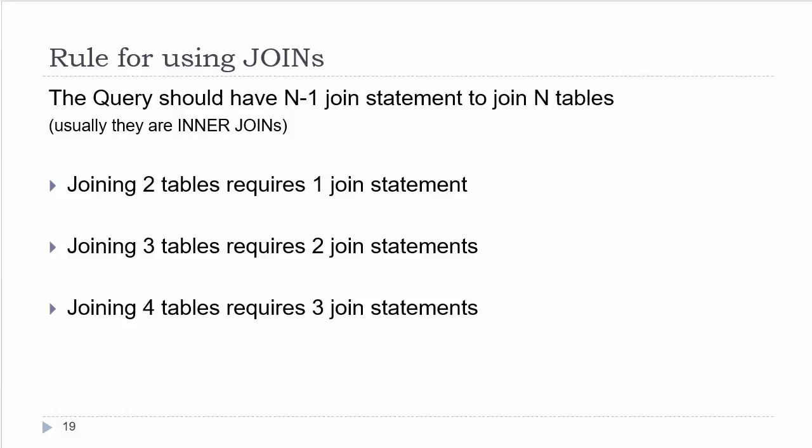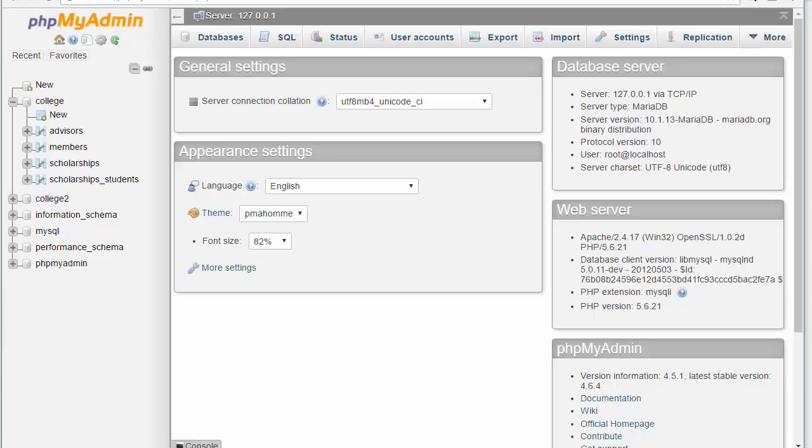Joining 2 tables is 1 join statement, 3 tables is 2 join statements, 4 tables is 3 join statements, etc. And as I said earlier, they are generally inner joins. So let's take a look at phpMyAdmin.